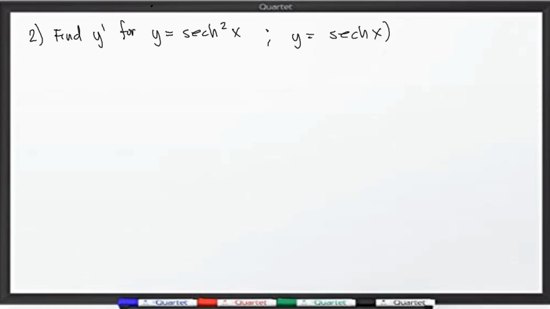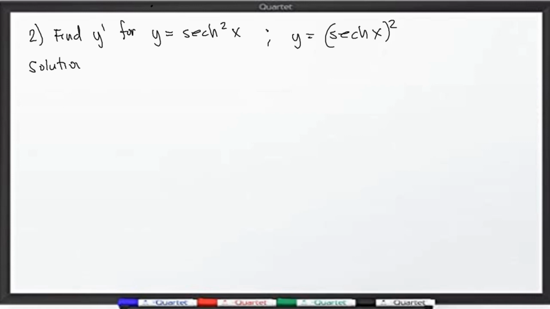Okay. Problem number 2. We are asked to find y prime for y is equal to sech squared of x. So we can rewrite this one as y is equal to sech of x quantity squared. Bakit po natin ginawa yan? Para mas malinaw po sa atin pag nag-chain rule tayo. So obviously, the solution will be chain rule.